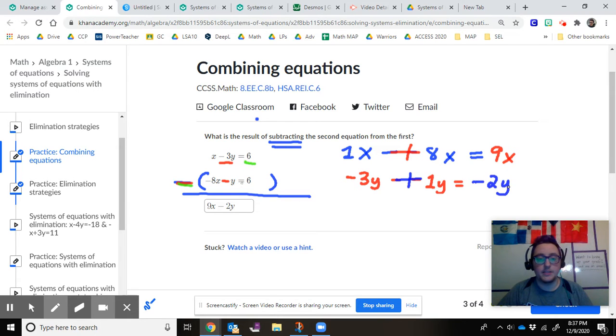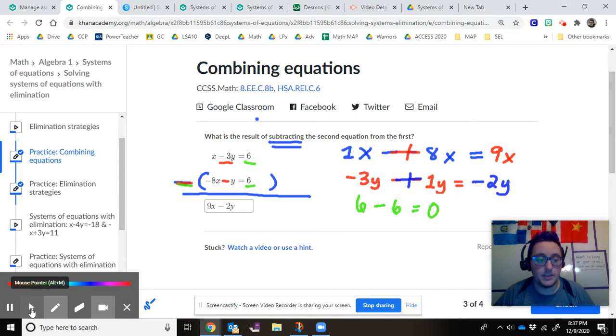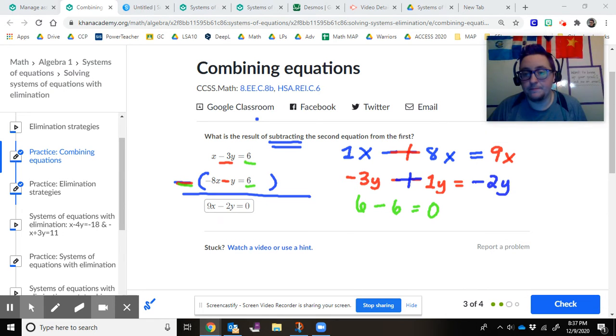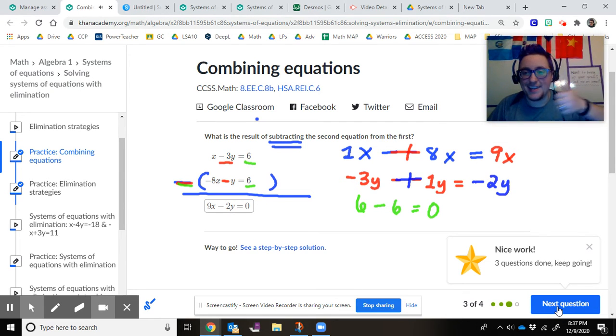6 minus 6, in this case, is just 0. So that should be an easy end, equals 0. It told me to subtract the second equation from the first, so I did x minus a negative 8x. I did negative 3y minus a negative y, and 6 minus 6, and that's what I got. So let me check if I got it right. Nailed it. I'm going to see if the next one is adding.